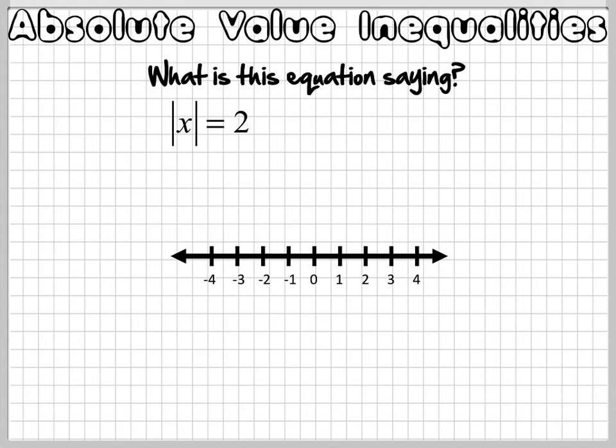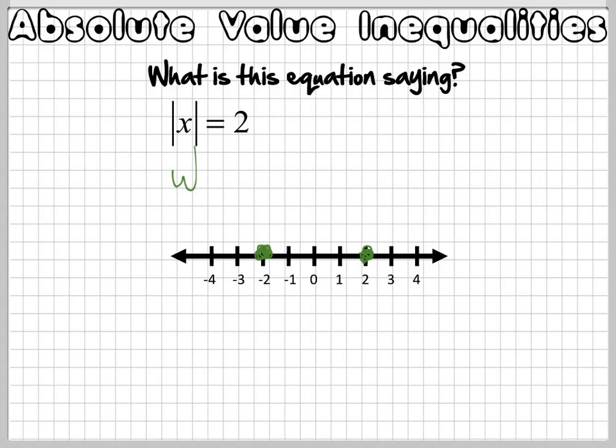Quick review. Absolute value bars mean: what is the distance this number is from 0? What is the distance this number is from 0? It's 2. So that means -2 and +2 are your two answers.